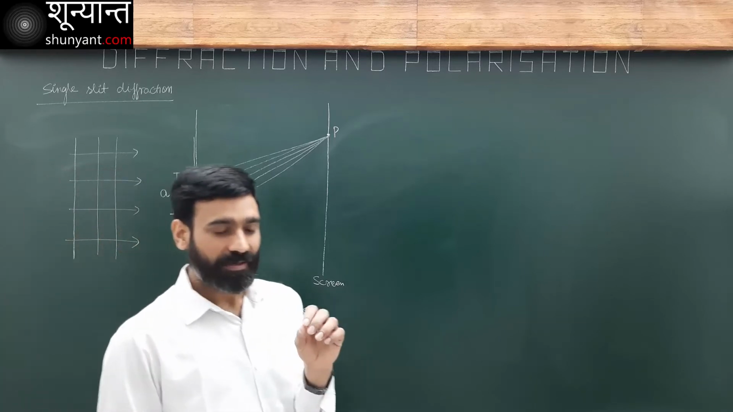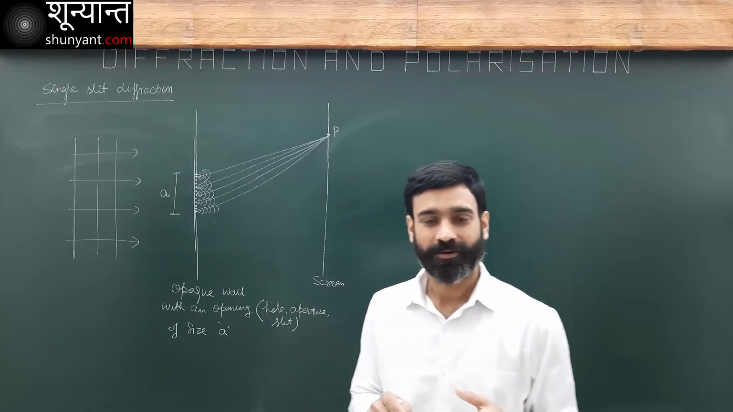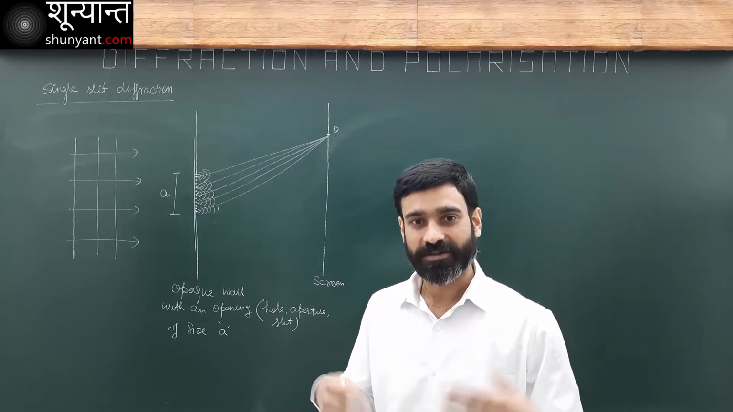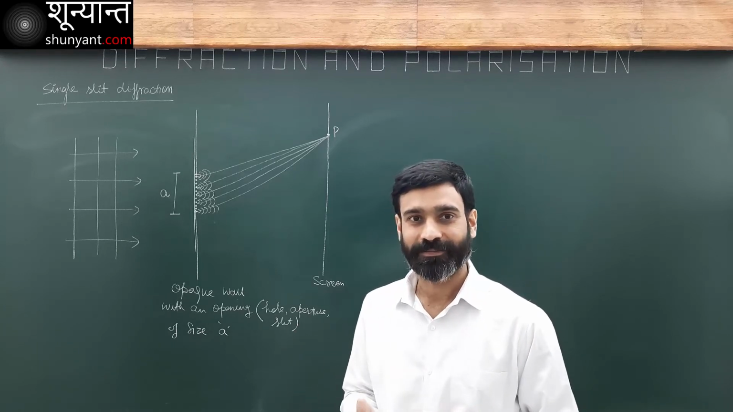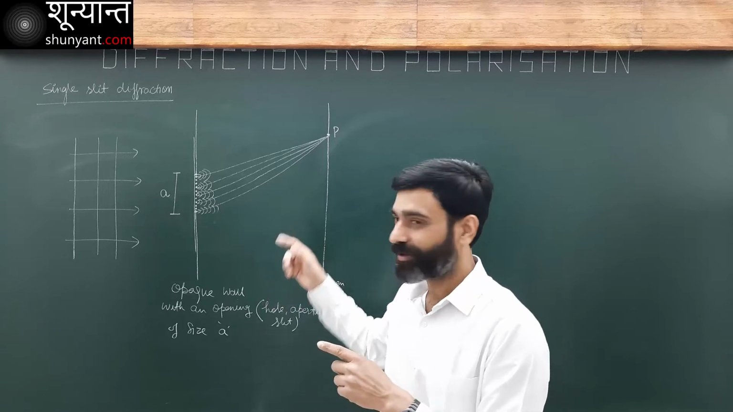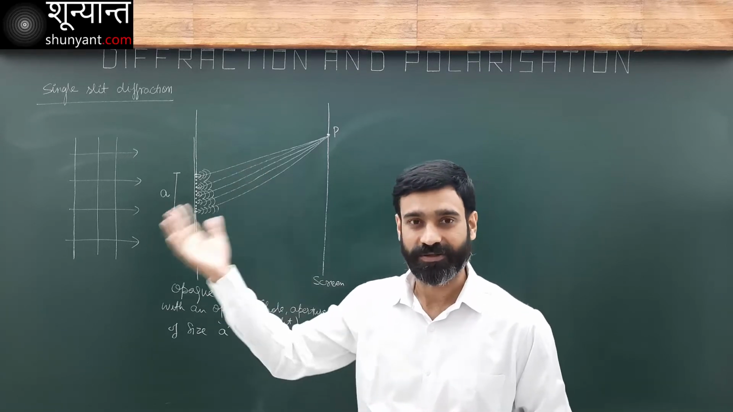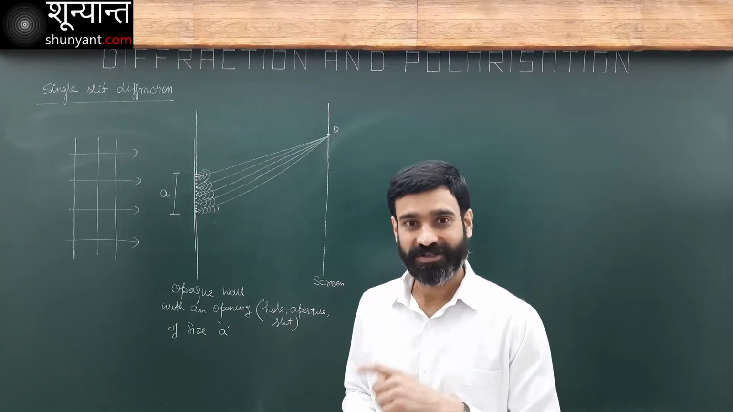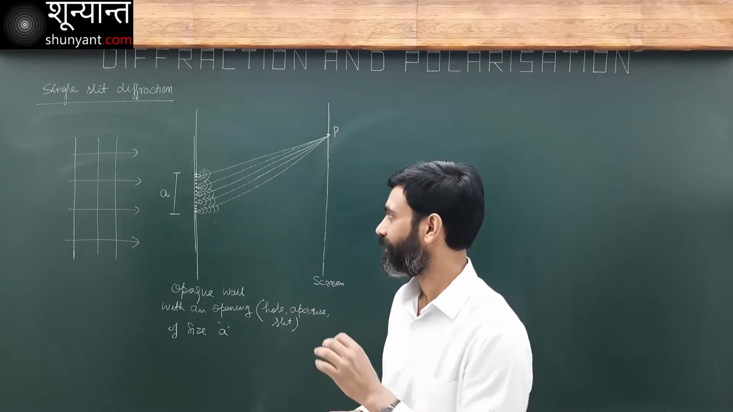If the number of sources is small, maybe 2 or 3, we call it interference. When it is large, hundreds, thousands, infinite, then we call it diffraction. But in diffraction, interference is also happening. The only thing is the number of sources has increased dramatically from 2 to infinite. We call it diffraction. You got the point.